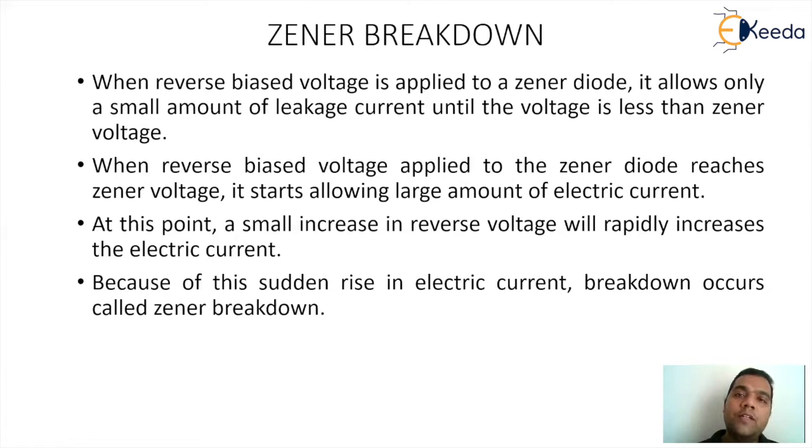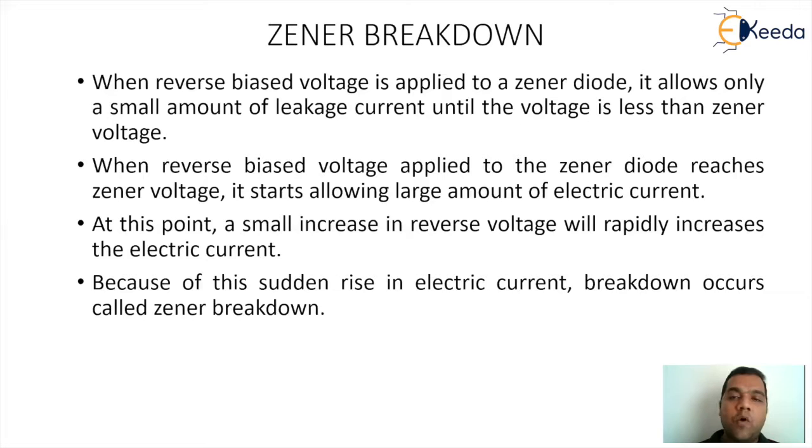But the Zener diode also allows a leakage current to flow inside it, which is going to be of very, very small magnitude. But as soon as the breakdown effect occurs, or when the reverse bias voltage is more than the breakdown voltage of the Zener, it will automatically have a large current flowing through the diode. So when the reverse bias voltage applied to the Zener diode reaches the Zener voltage, it starts allowing a large amount of electric current to flow through it.